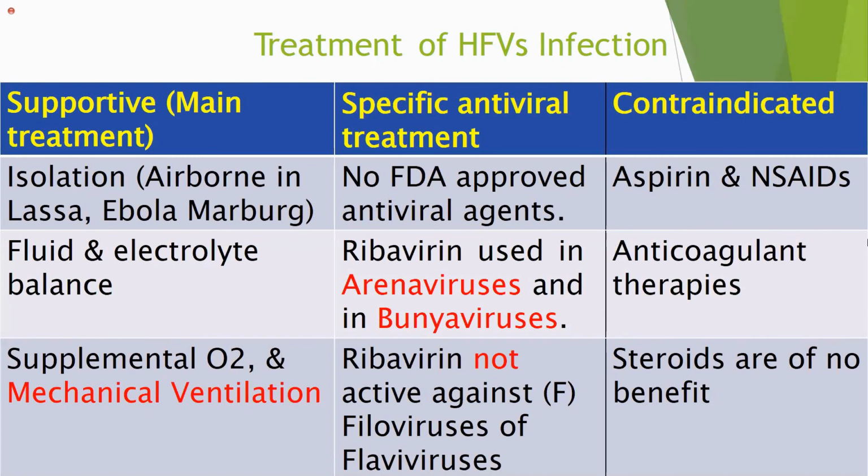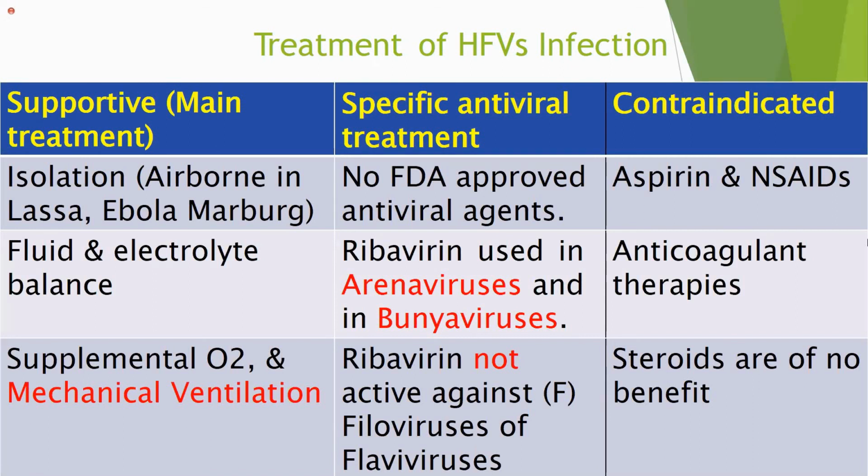The treatment of hemorrhagic fever virus infection. Supportive treatment is the mainstay of treatment. There's isolation of the patients when an airborne spread of infection is suspected. Fluid and electrolyte balance, supplemental oxygen, and mechanical ventilation are needed in a few cases. Specific antiviral treatment: there's no FDA approved antiviral agent, especially for Ebola. In Ebola, we can use favipiravir and remdesivir. Ribavirin is used in arenaviruses and bunyaviruses. Ribavirin is not active against filoviruses and flaviviruses.